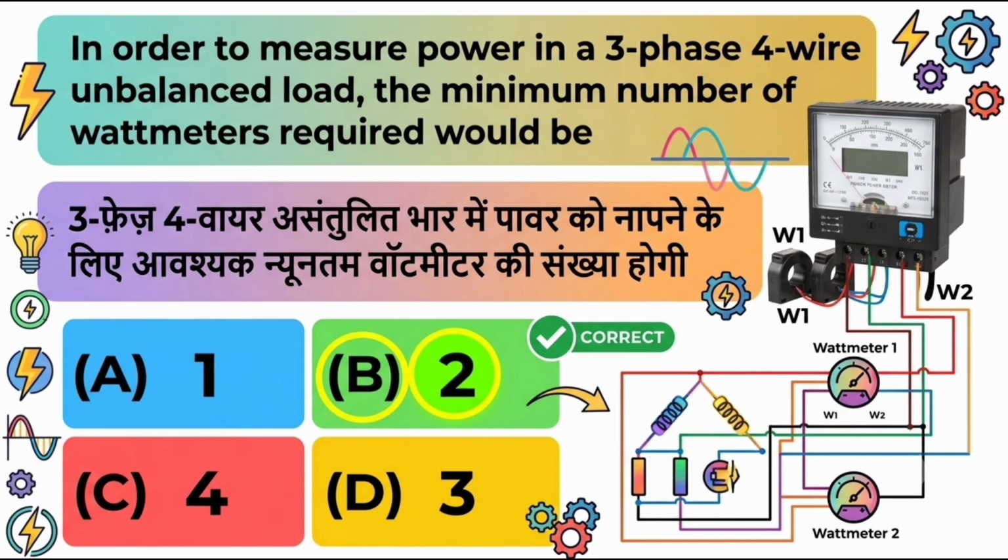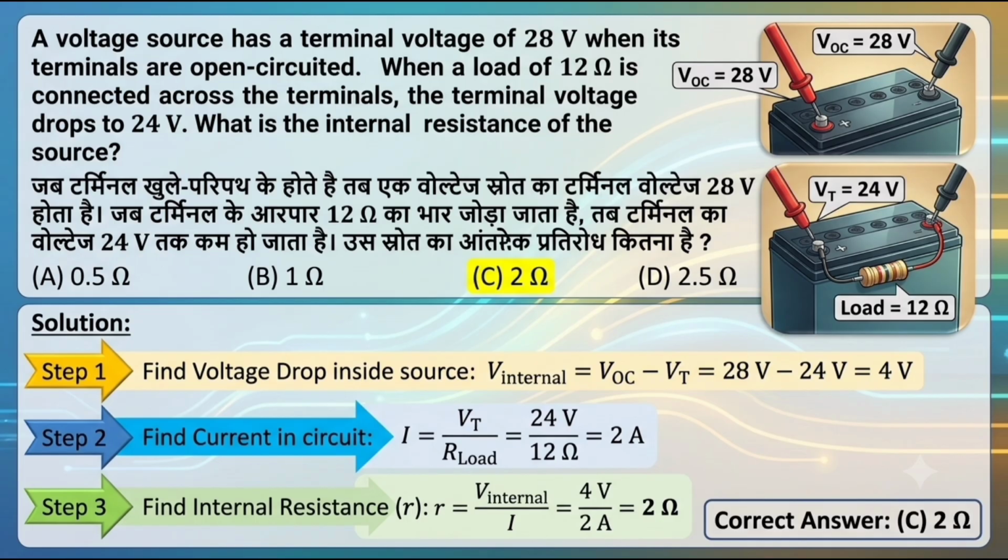Now let's move towards the next question that is on the screen. In order to measure power in a three-phase 4-wire unbalanced load, the minimum number of wattmeters required should be, and the correct answer is option B, that is 2 wattmeters required. Now move towards the last question of the day.